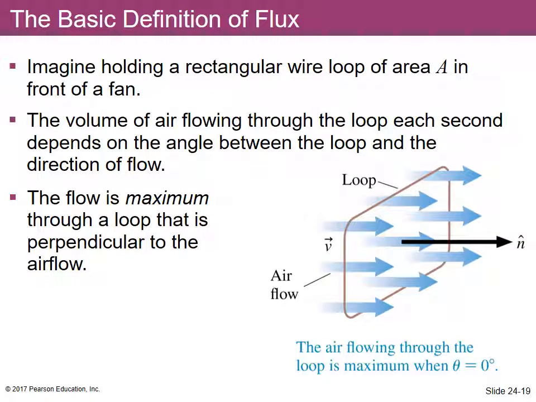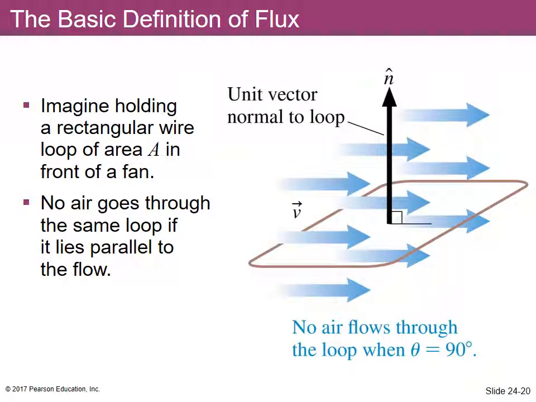Imagine holding a rectangular wire loop of area A in front of a fan. The volume of air flowing through the loop each second depends on the angle between the loop and the direction of flow. The flow is maximum through a loop that is perpendicular to the airflow. No air goes through the same loop if it lies parallel to the flow.